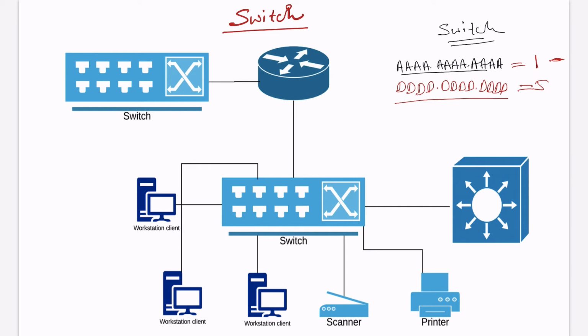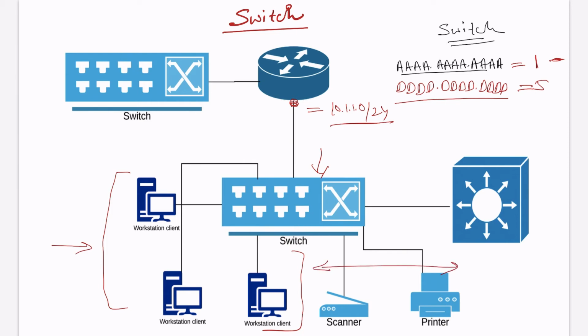In our particular diagram, this switch is connected on this port, and let's say its segment is 10.1.1.0/24. That would mean all of the devices will be part of this segment. Now the requirement is that I want two networks here. One network for these 3 workstations and one separate network for these 2. Let's say I want to use 10.1.2.0/24 for the scanner and printer. So what I can do is I can create VLANs here.